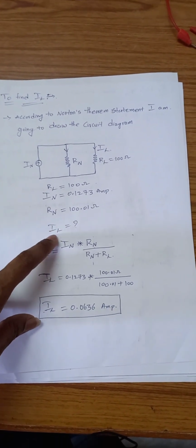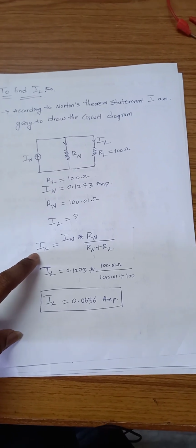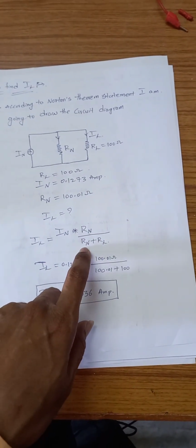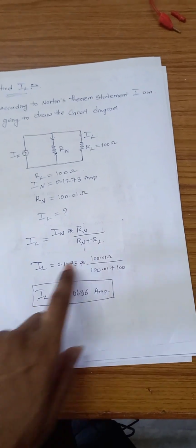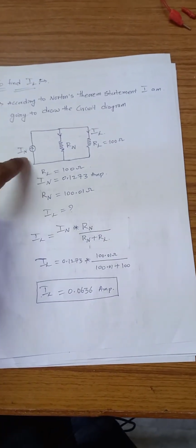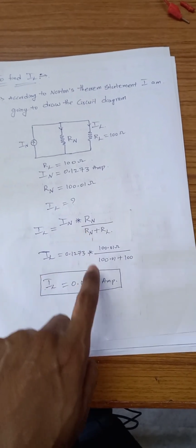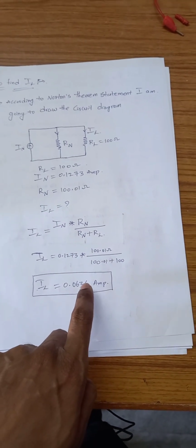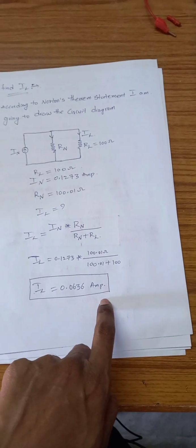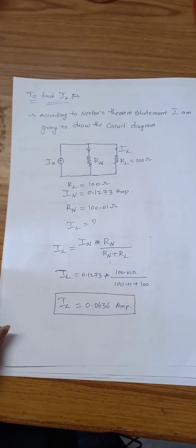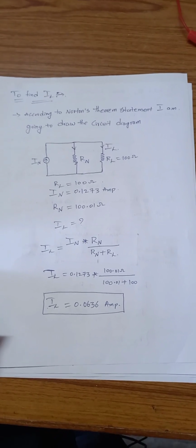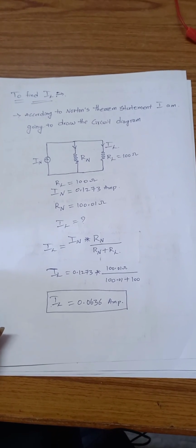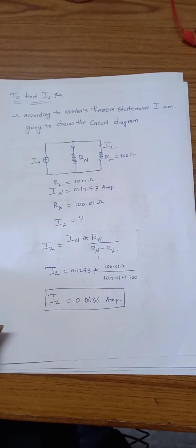Then we will go for load current calculation. Load current IL equals Norton's current times Norton resistance divided by Norton resistance plus load resistance. We can substitute all the values in this formula, and we get the load current as 0.0636 amperes. Here all the current values are very small, because of that we will use a milliammeter only.